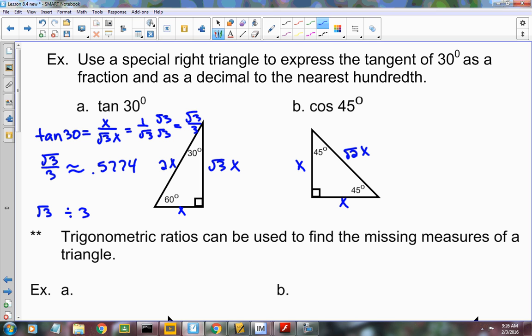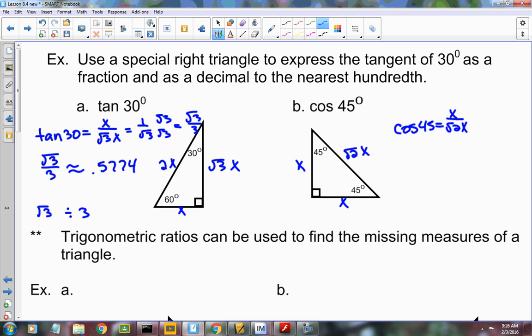So how would we do the cosine of 45? It doesn't matter which 45 we use, but what is the rule for cosine? Adjacent over hypotenuse. So my adjacent would be x over my hypotenuse, which is radical 2 over x.